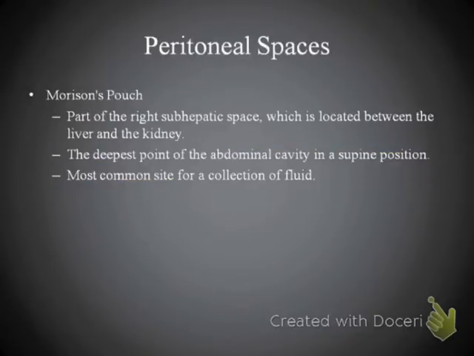We also have peritoneal spaces. We have the Morrison's pouch, which is part of the right subhepatic space, which is located between the liver and the kidney. And so, as we can see, I'll draw a crude drawing here. Here's the liver. Here's the kidney. The Morrison's pouch will be located right there.